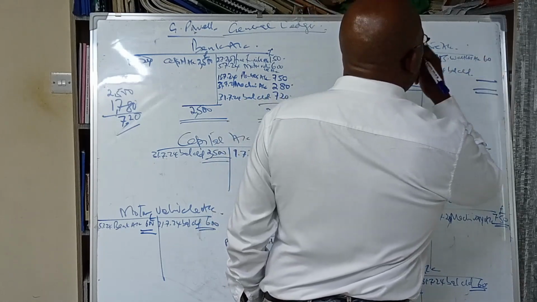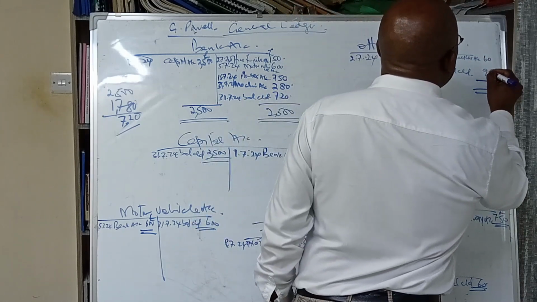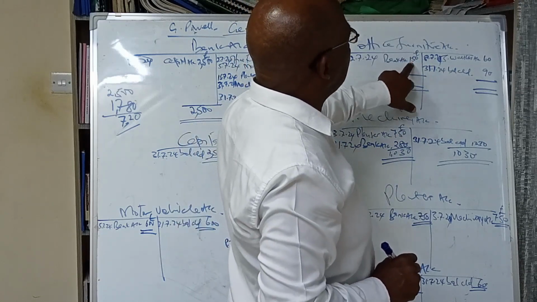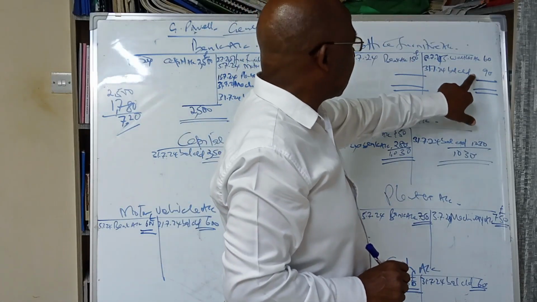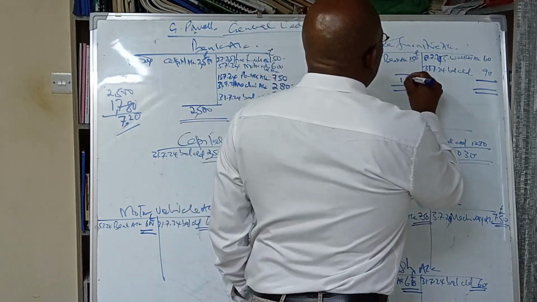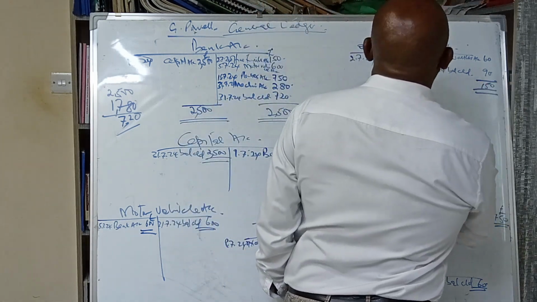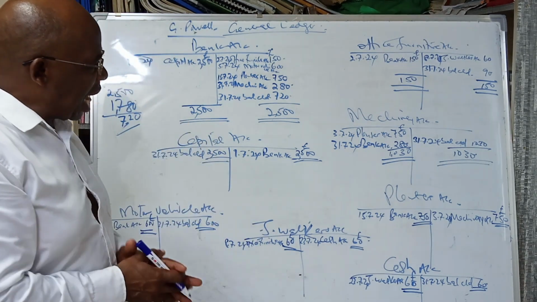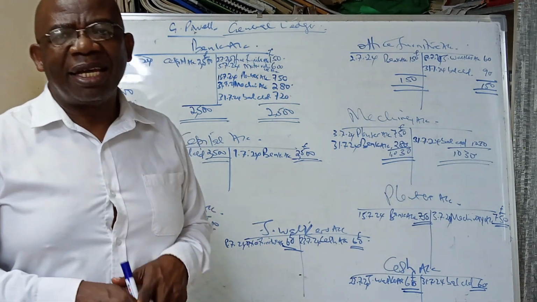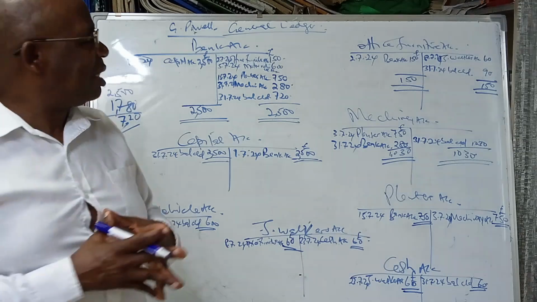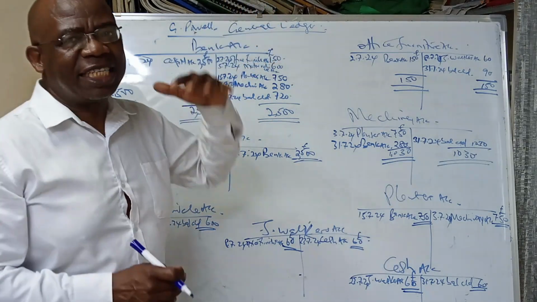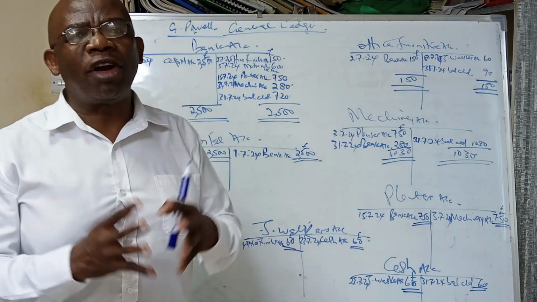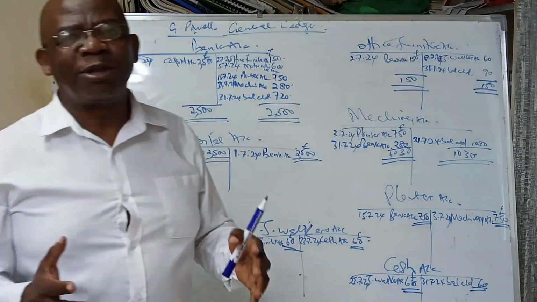150 minus 60, it is 90. Now, office furniture, we had bought 150, we sold 60, the balance is 90. Now, that's the way we prepare the postings in the general ledger, and it is called double entry accounting.